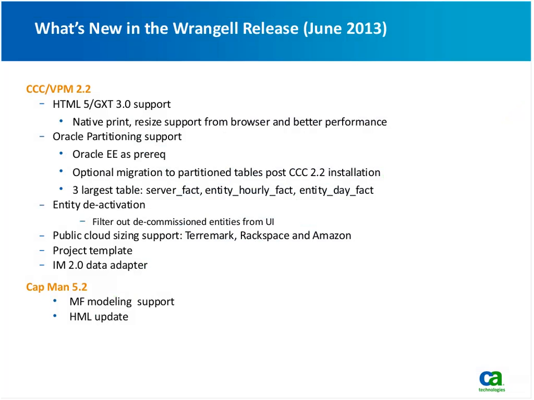Now we get a little bit into what's coming in the next release. Folks who have joined us at CA World know we have a new release coming in the June timeframe. We codename it Wrangell, which is a national park in Alaska. The key features we introduced here are spread across two product components. One is CCC, Capacity Command Center, and the other is Virtual Placement Manager 2.2.